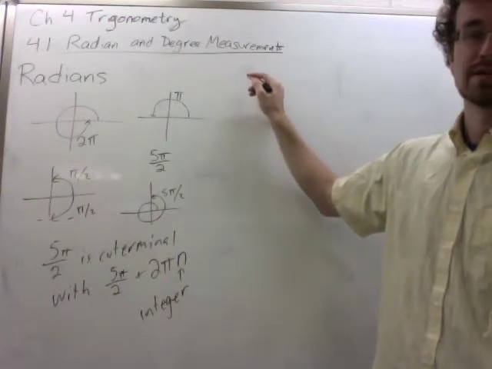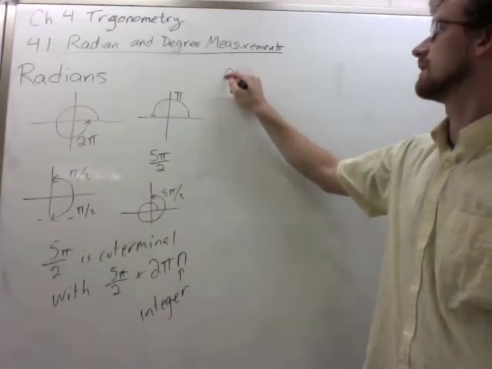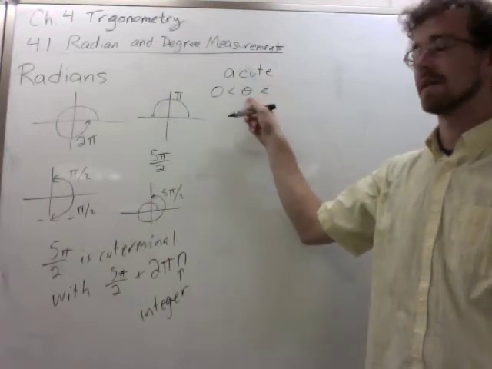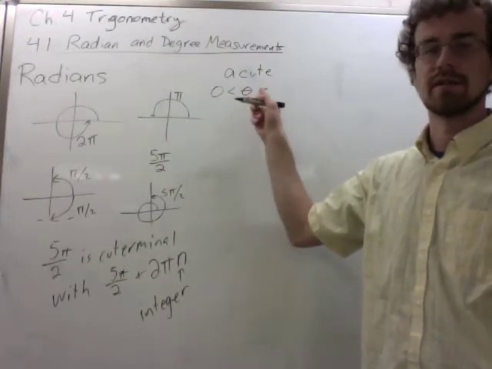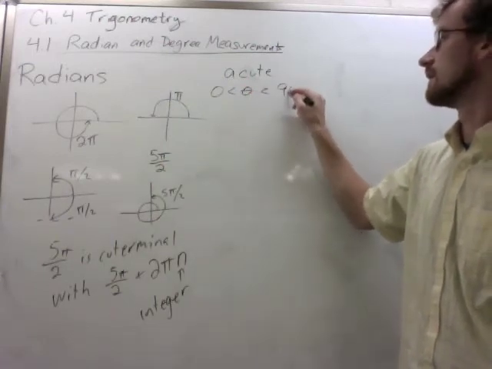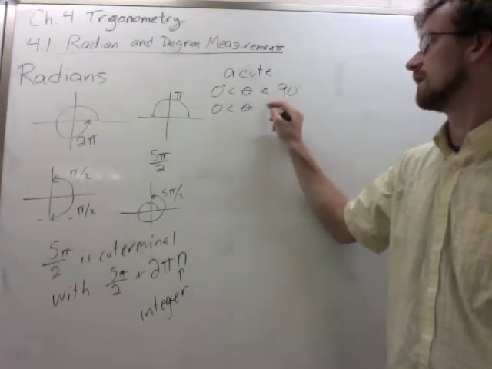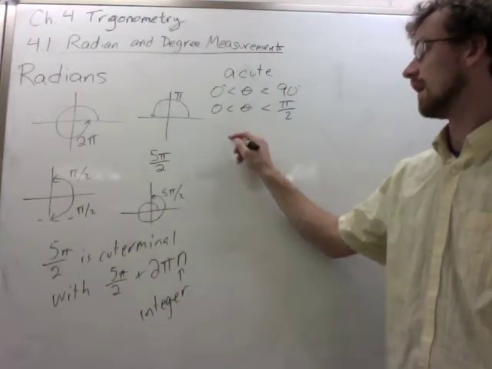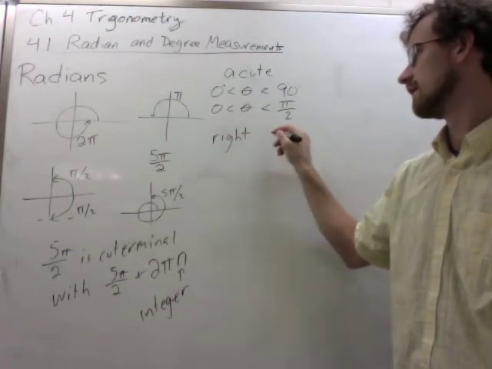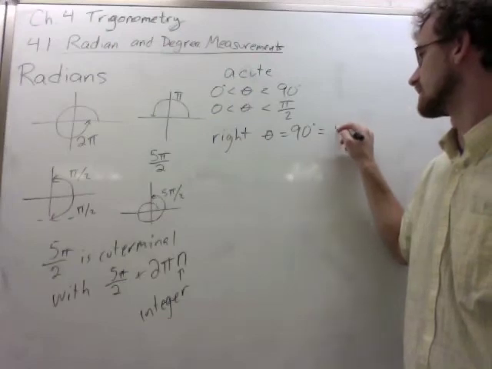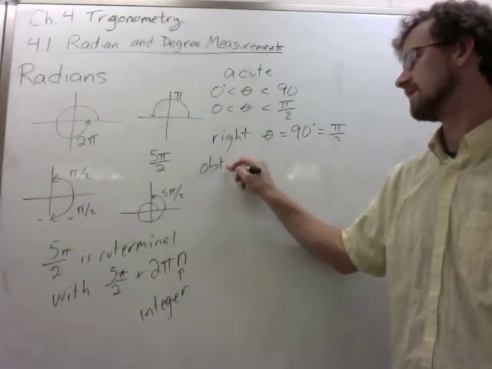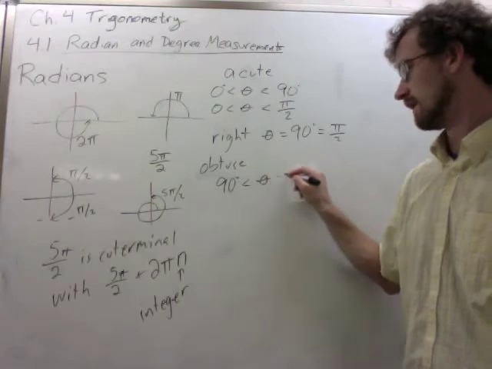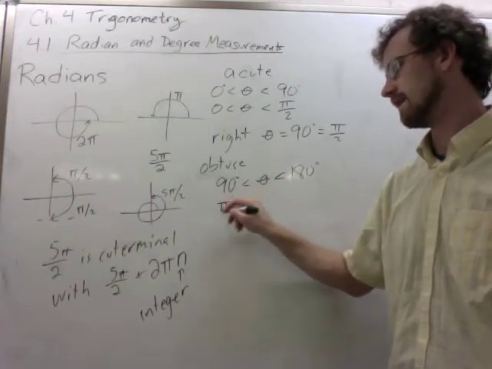As you know, 90 degrees is the dividing line between acute and obtuse. So keep in mind, acute angles, with the Greek letter theta being a variable we often use to represent angles, are between 0 and 90. And 90 in radians is pi over 2. A right angle is 90 degrees, which is pi over 2 radians. An obtuse angle is between 90 and 180 degrees, and that's between pi over 2 and pi radians.